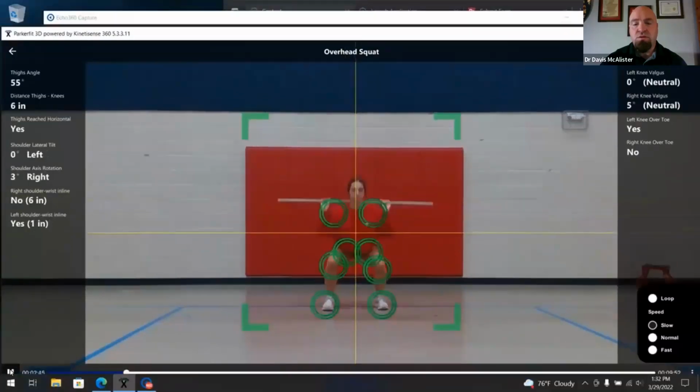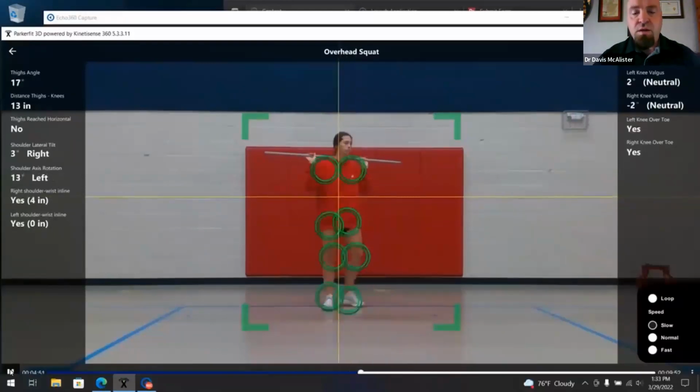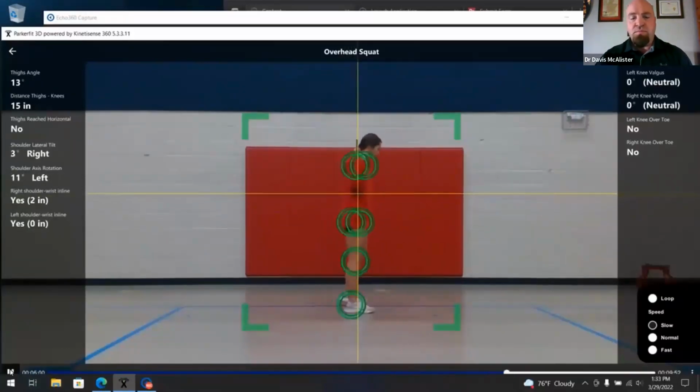So this is somebody who's got a little bit better squat. She still unlocks and drifts to the left just a little bit, but not as bad as some of the other ones that I've seen.